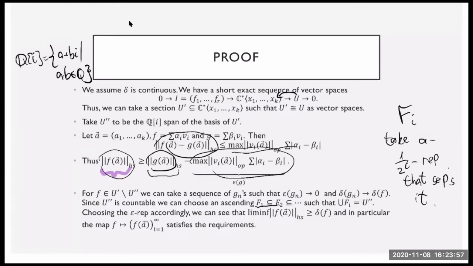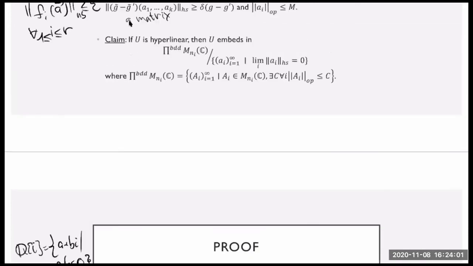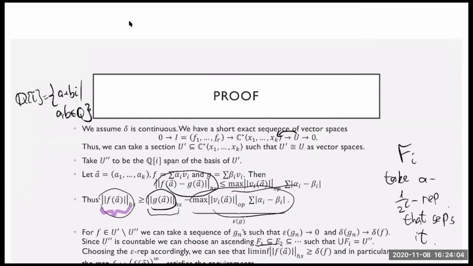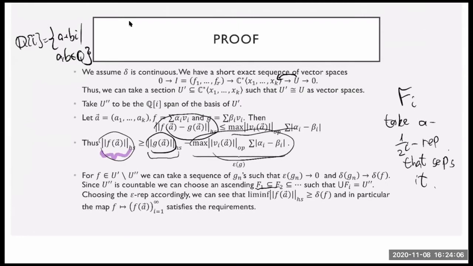Okay, so let me explain why this is true, and this will explain why this is an embedding. So, what is this? You take these i epsilon representations. Let's call each one of these epsilon representations A_i vector. An epsilon representation is just a vector of matrices, so A_i vector is just the ith epsilon representation. So I will just send any element of U to the sequence f(A_i).